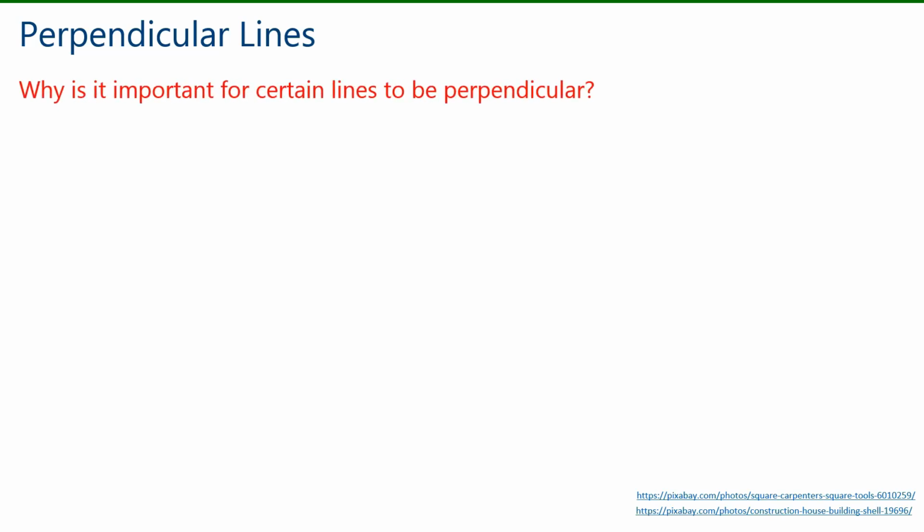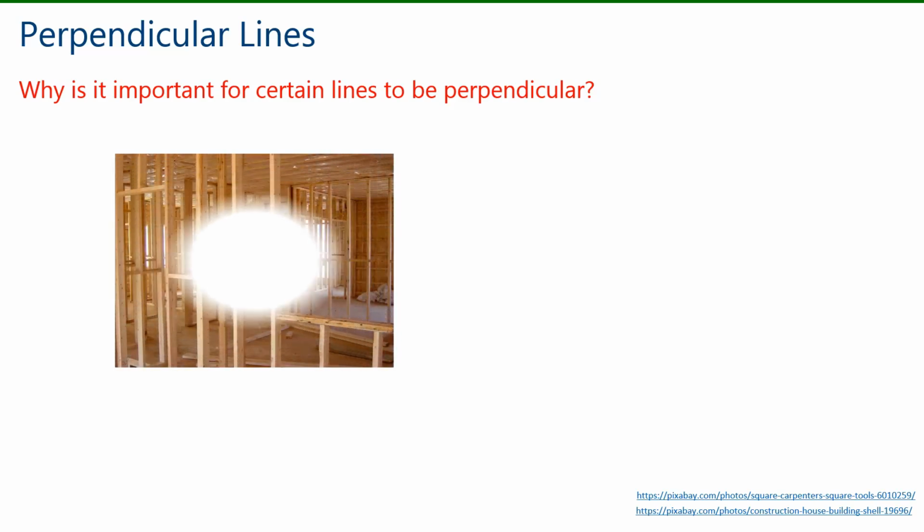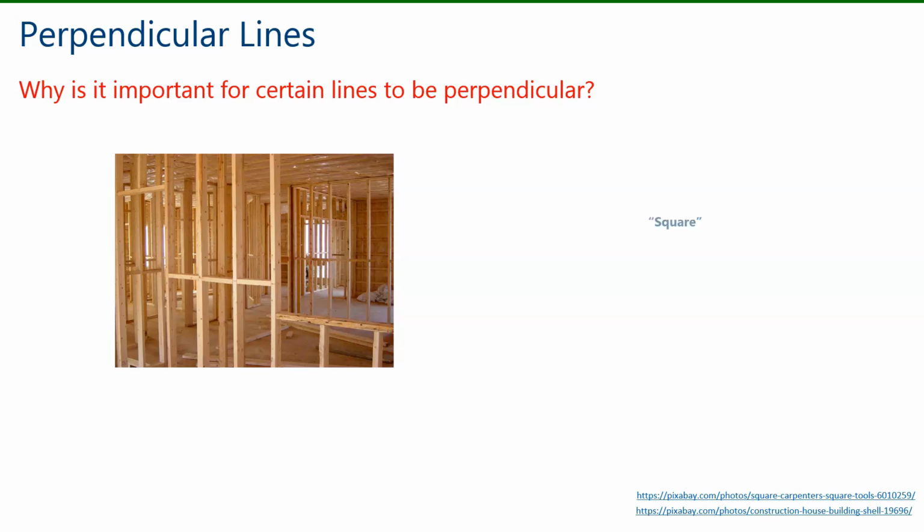Why is it important for certain lines to be perpendicular? Let's go back to the picture we had of a house. When someone is building a house, they need to make sure that the walls are perpendicular to the floor and the ceiling. They need to make sure that the walls are perpendicular with each other in a corner. Sometimes this is referred to as being square, so you want to make sure that the walls are square.